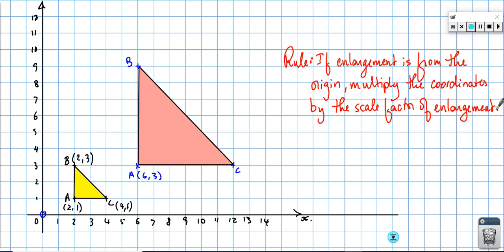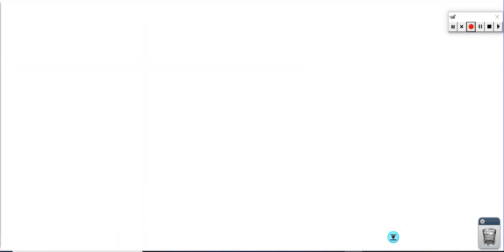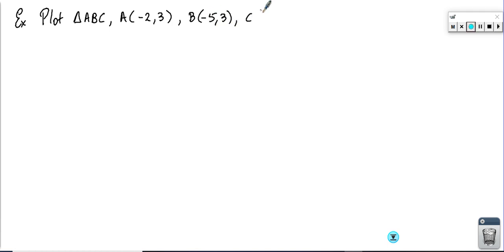So let's draw an example and find out what we need to do. There's an extra step, of course, involving more marks. So for example, plot triangle ABC having coordinates A (-2, 3), B (-5, 3), and C (-4, 5).